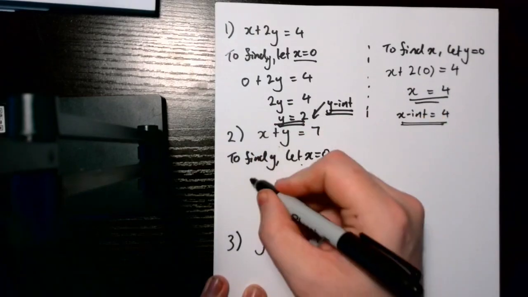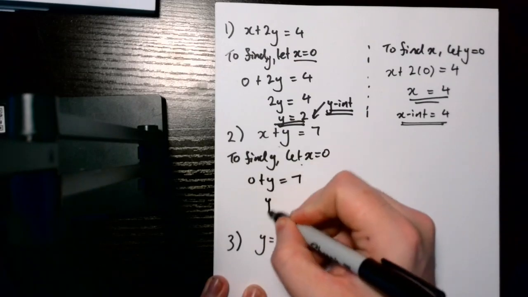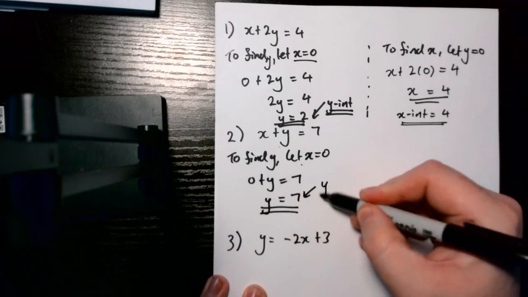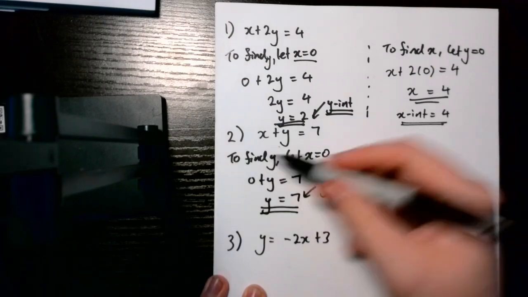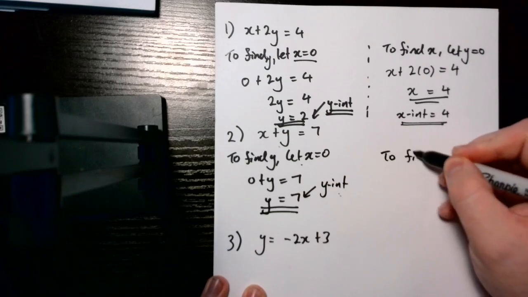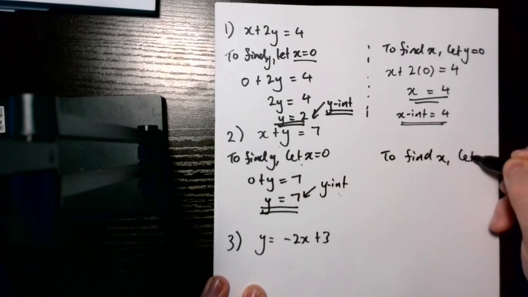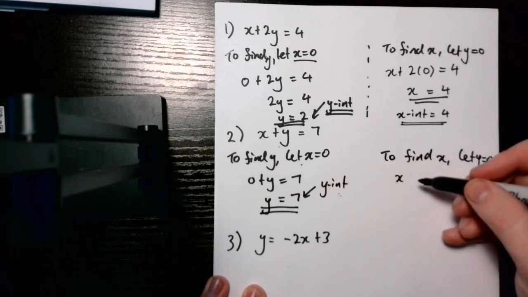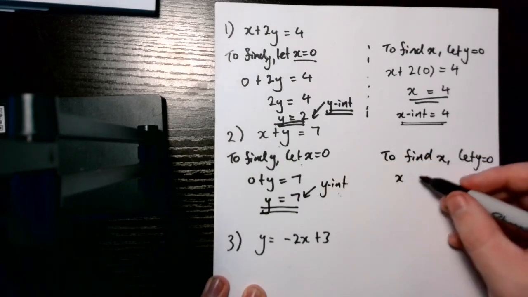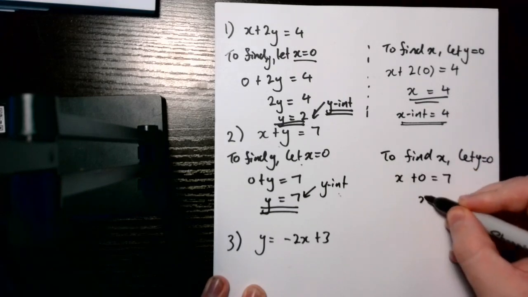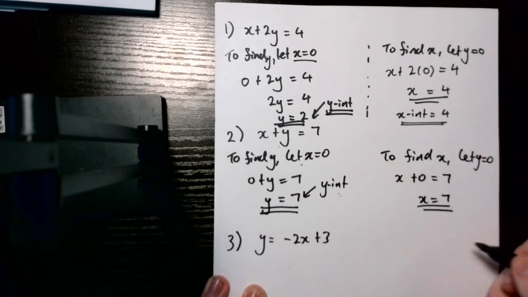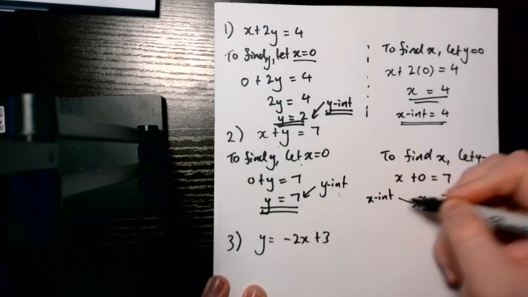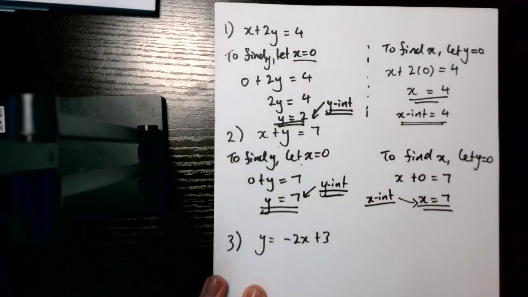So I want to find my y-intercept, I let x equal 0. So I end up with 0 plus y equals 7. So y equals 7. That's my y-intercept, okay? So y-int, all right? Same thing, to find x, I let y equal 0. All right, so the same process is going to happen. So that means we end up with x plus 0 equals 7. So x equals 7 in this particular case. All right, and this thing here is my x-int, my x-intercept.